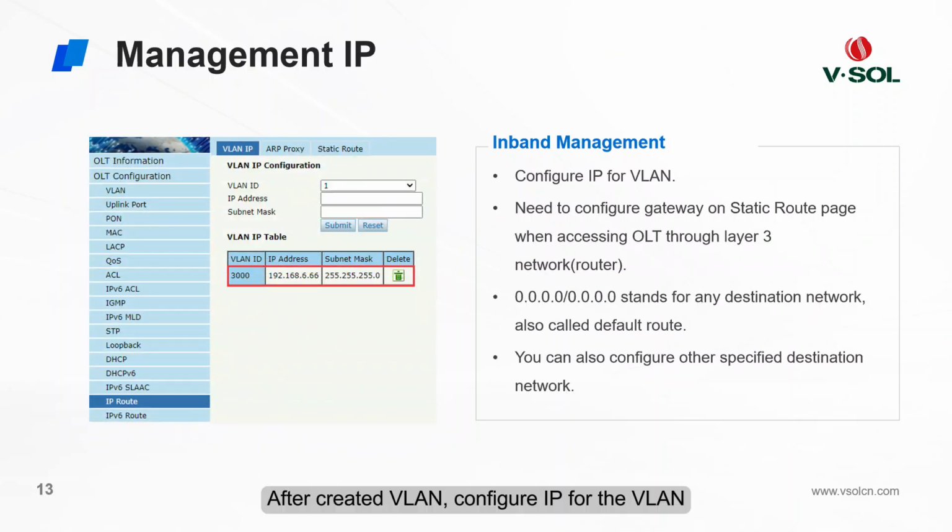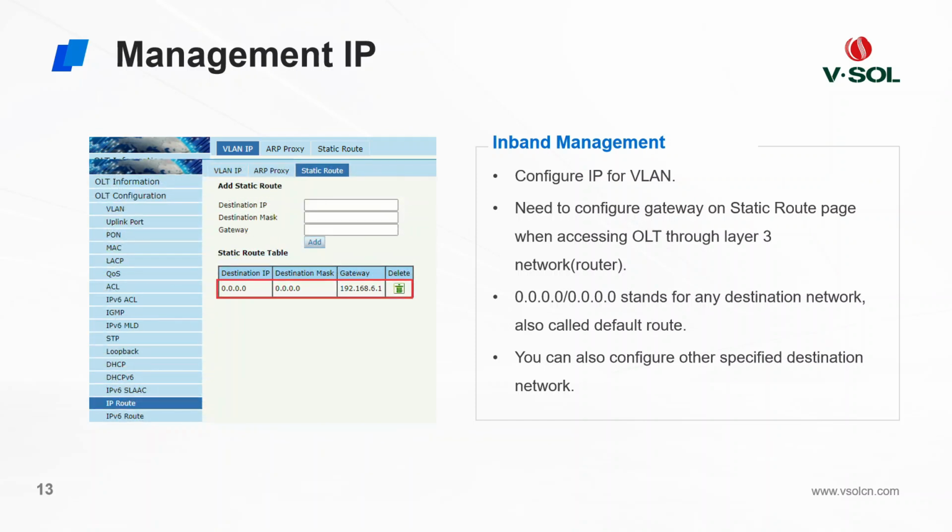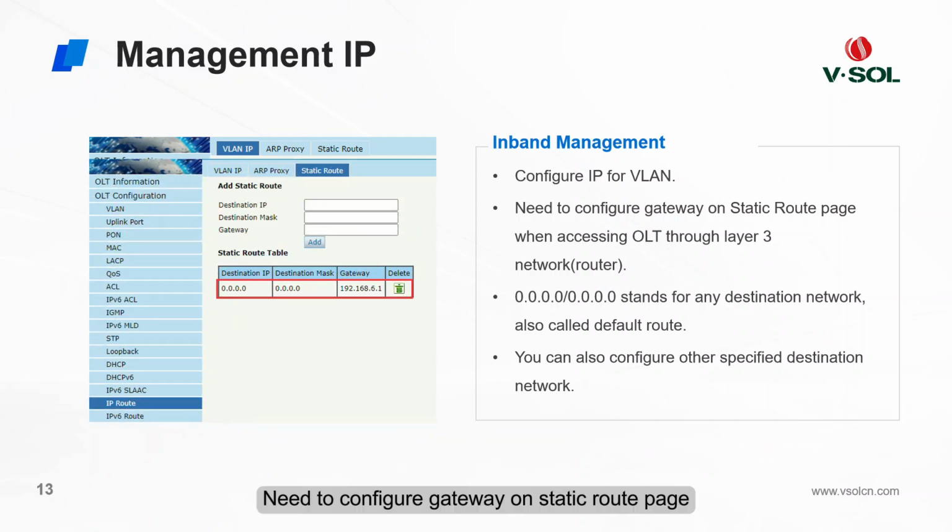After creating the VLAN, configure IP for the VLAN. If using service VLAN for management, usually the IP is in the same subnet as the service IP address. You need to configure a gateway on the static route page when accessing OLT through a Layer 3 network. Destination IP and mask all 0 stands for any destination network. It's also called default route. You can also configure other specified destination networks.